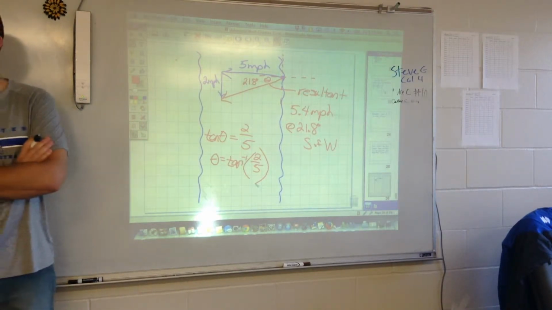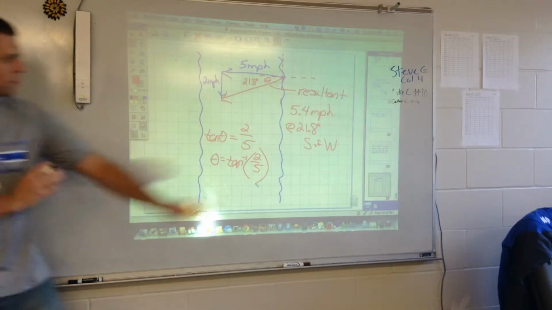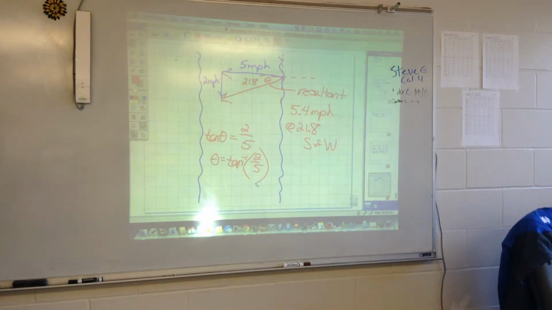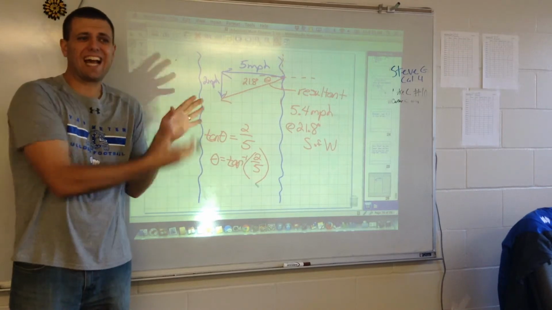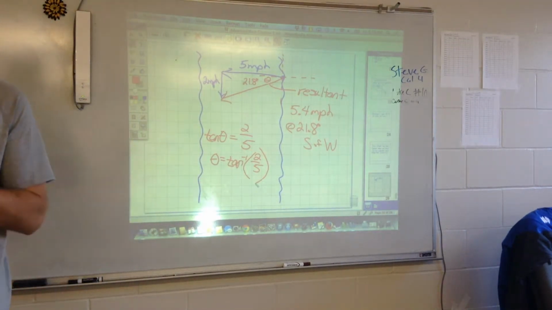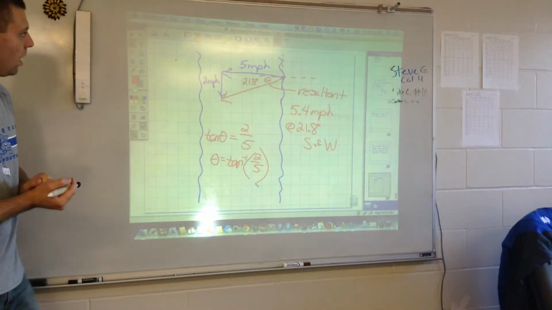Can't you say like 68.2 degrees west of south? 68.2 degrees west of south, yes, that would work too. That would be a third way to write it, absolutely. So that's kind of the idea of resultant: you're trying to figure out what happens when two or more vectors are added together or put together. Okay?